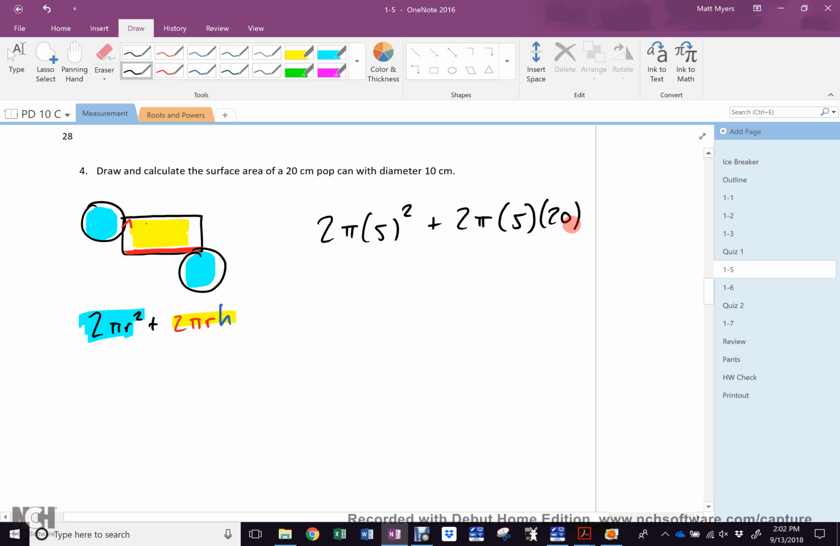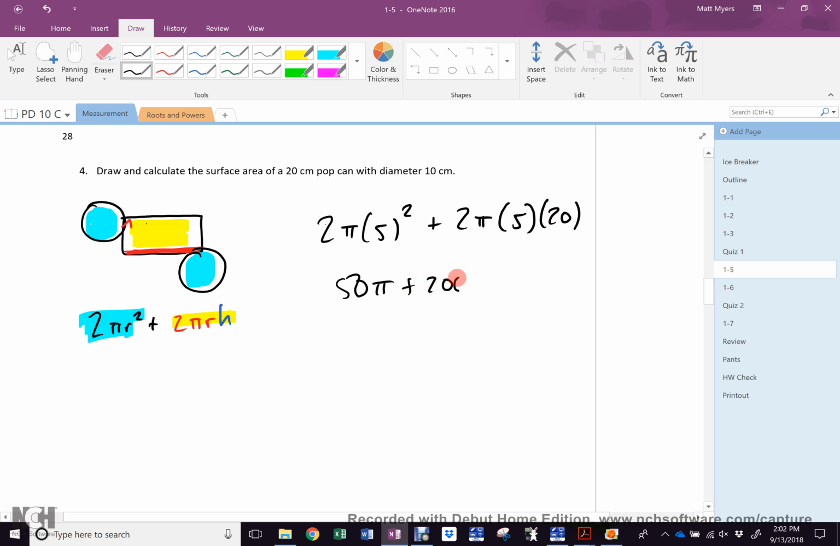Now, this is an example. This one has no decimals, does it? What's 5 squared? 25 times 2? 50. So this is 50 pies, yeah? Yum, yum, yum. What's 2 times 5? Times 20?